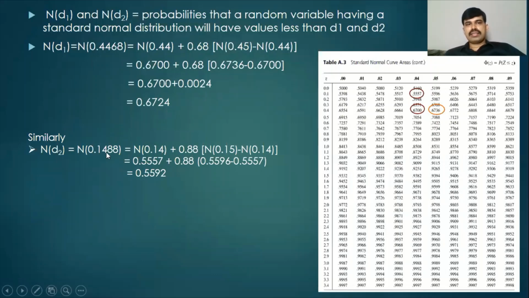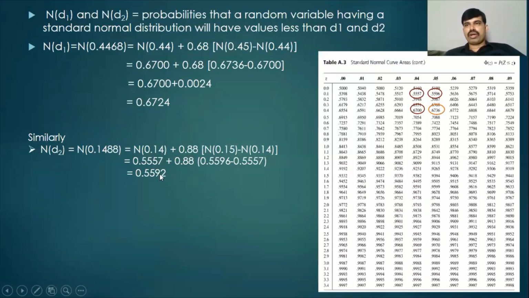And then since we have to find out the value of the third decimal and the fourth decimal, we will be using the interpolation method, where we assume that this value will be somewhere between the 0.15 value and 0.14 value. So we will try to deduct 0.5596 with 0.5557, which we will be able to get overall as 0.5592.